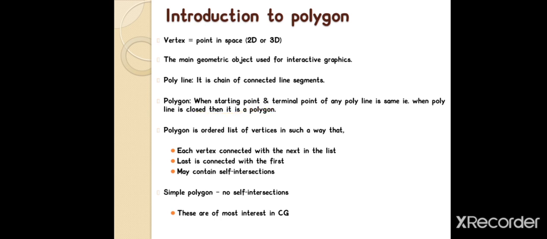That means we can say a polygon is an ordered list of vertices in such a way that each vertex is connected with the next in the list. The last is connected with the first, and they may contain self-intersections. If there is a self-intersection, then we call it a complex polygon. But if there is no self-intersection, we call it a simple polygon. Let us cover all these types in the next point, the types of polygon.